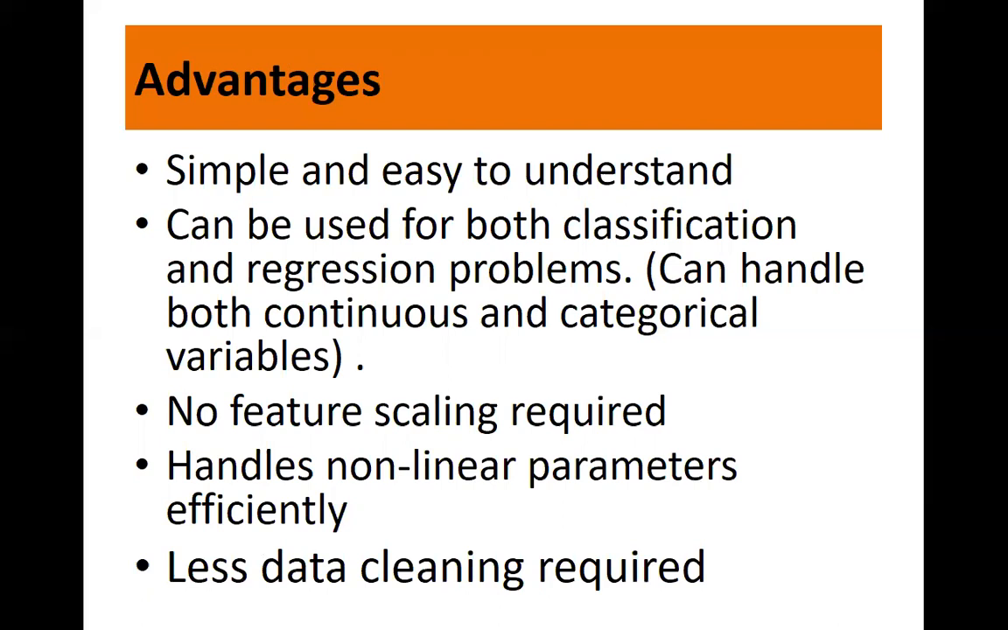No feature scaling is required, right? Because the decision tree uses a rule-based approach instead of distance calculation, like we had in k-nearest neighbor. So no feature scaling is required here. It handles non-linear parameters efficiently, right? Unlike curve-based algorithms, if there is high non-linearity between the independent variables, decision trees may outperform other curve-based algorithms. Why? Because the non-linear parameters do not affect the decision tree. Okay?